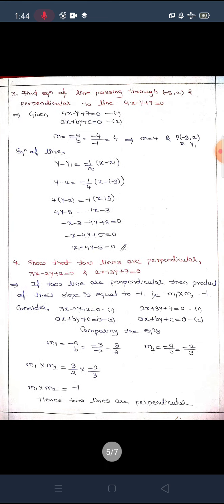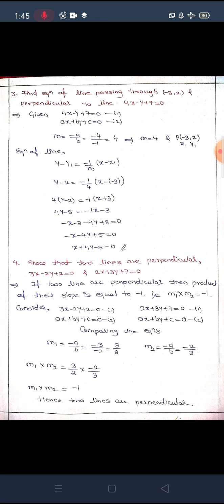Now next, find the equation of the line passing through the point (minus 3, 2) and perpendicular to the line 4x minus y plus 7 is equal to 0. Now, the equation of a line which is perpendicular to the given line. Okay. Then again find the value of m, that is, compare equation 1 and 2. So m is equal to minus a divided by b. What is the value of a? Minus sign as it is. So a is 4 and the value of b is minus 1. So the m you are getting is 4.